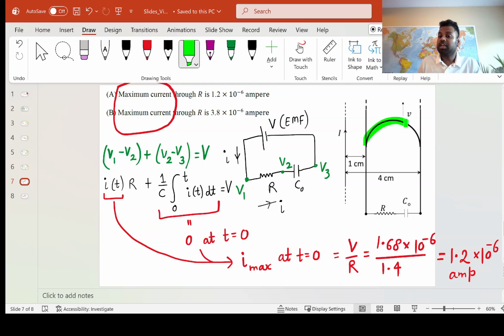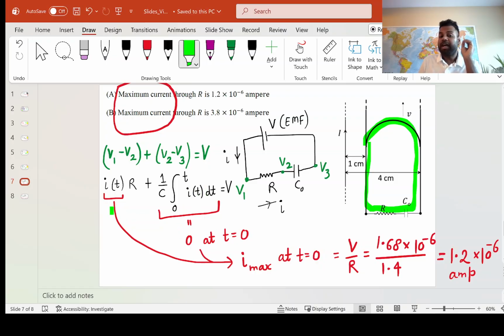Now you can think of this as an RC circuit with a battery V, resistance R and capacitor C0. V1 minus V2 is the voltage across the resistance, and V2 minus V3 is the voltage across the capacitor. Ohm's law for the resistor gives IR, and for the capacitor it is 1 by C integral I dt.